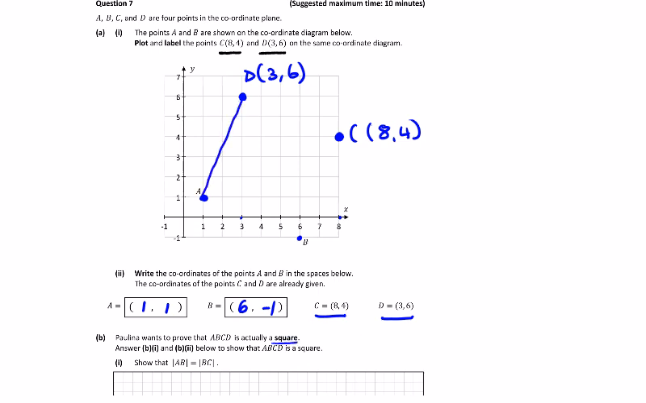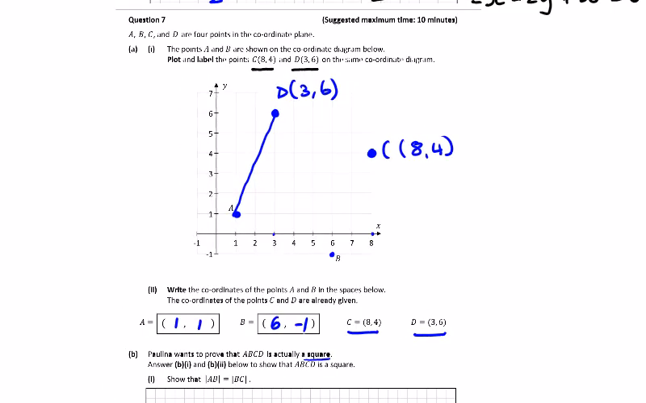A to D, A to B. Use a ruler in an exam. A to B, B to C. It certainly looks like a square. And C to D, but we can definitely quickly get all 4 sides. But we're asked to follow this path. Show AB is equal to BC.